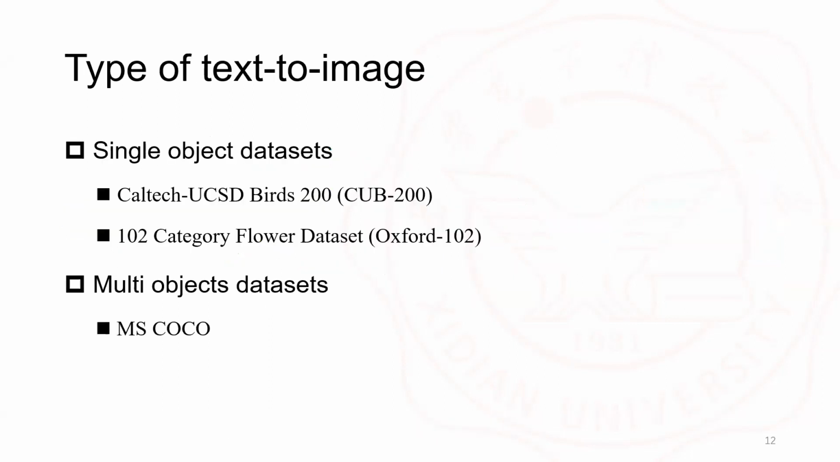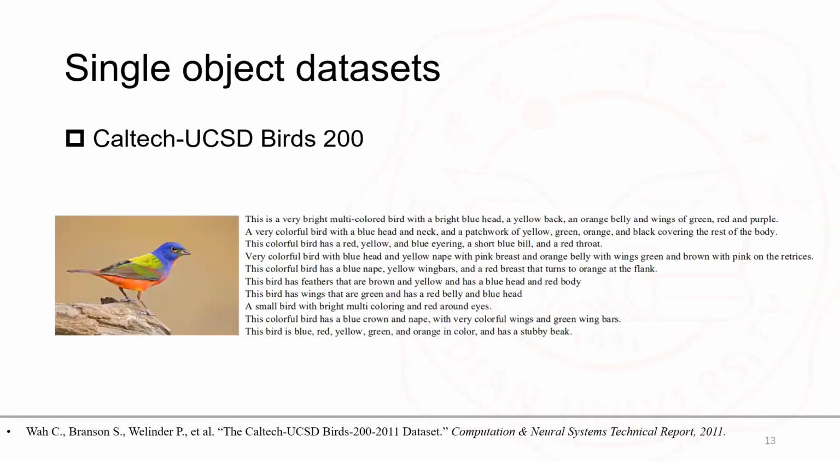For datasets, there are two main types: single object generation and multi-object generation. In single object datasets, 11,788 bird images belonging to 200 categories are contained in CUB. Each image has 10 text descriptions. The description is fine-grained about object parts, color, and other things.